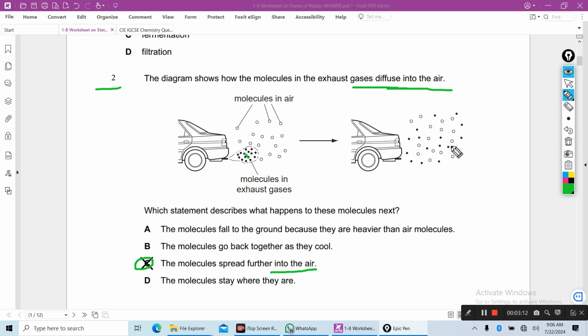So the molecules spread further into the air. These molecules start in one place and mix into the air. You see, these small molecules spread throughout the air. So C is the right answer. The molecules spread further into the air.